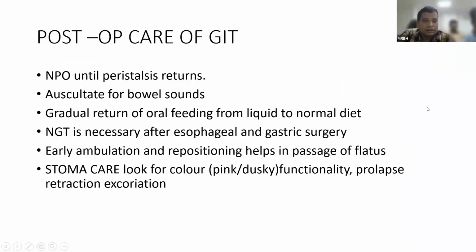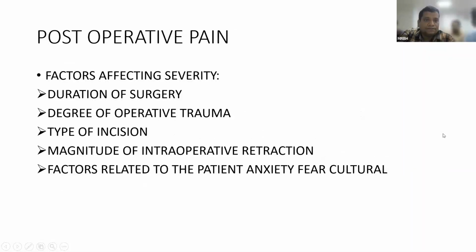Post-op care of the GIT: nothing per oral until peristalsis returns. Auscultate for bowel sounds, with gradual return of oral feeding from liquid to normal diet. A nasogastric tube is necessary after esophageal and gastric surgery. Early ambulation and repositioning help in passage of flatus. Stoma care: look for color, pink or dusky, functionality, prolapse, retraction, and excoriation.